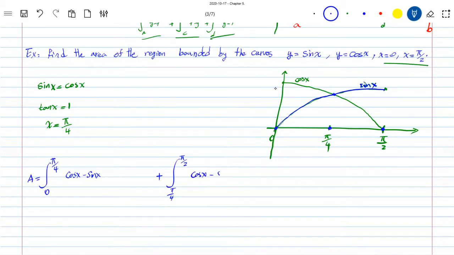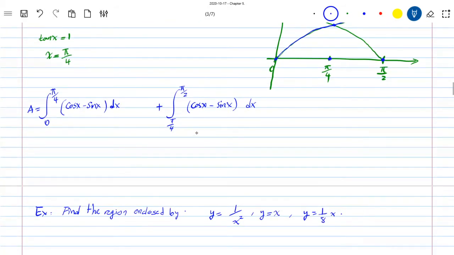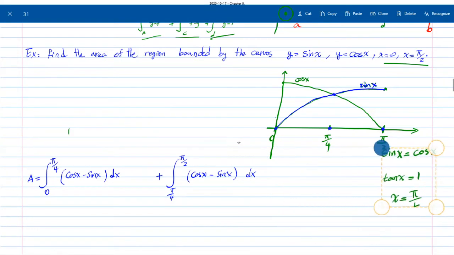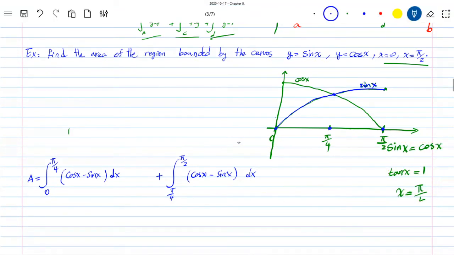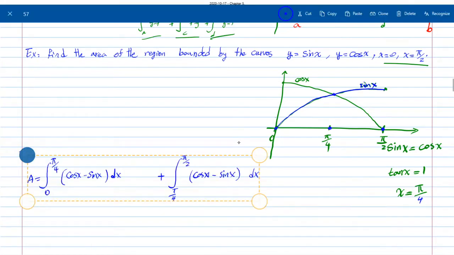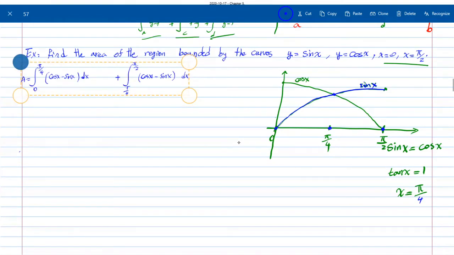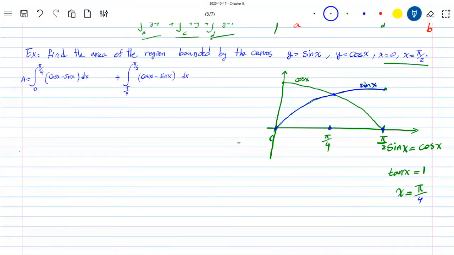Cosine x minus sine x, and I'll evaluate each one, dx. I'm going to keep this format. Let me shift it up a bit, move this to the other side, with pi over 4 here, and move this up. So we want to find those two integrals.